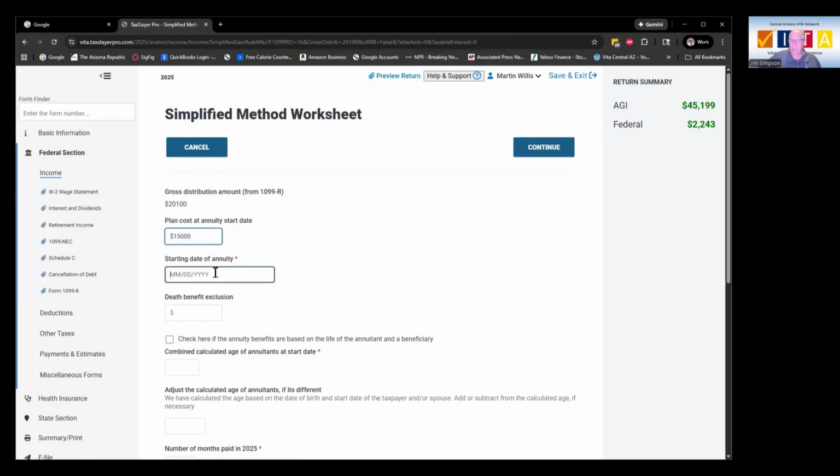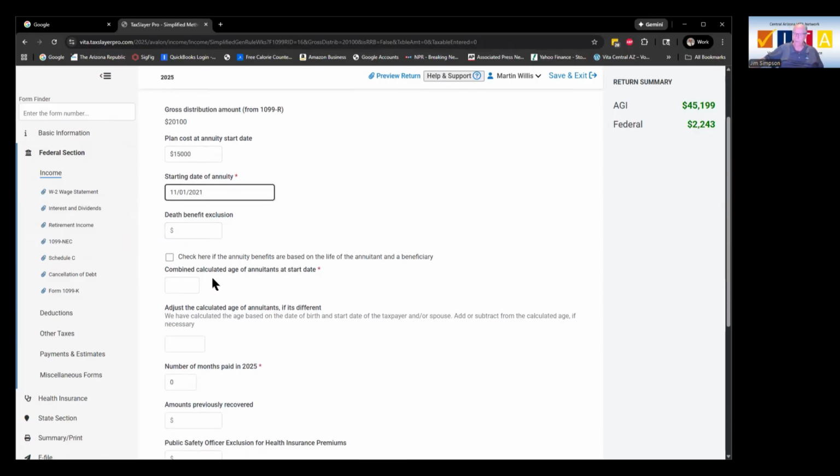What was the start date of the annuity? Well, that was 11/01/2021. Okay. There was no death benefit exclusion. Check here if the annuity benefits are based on the life of the annuitant and beneficiary.